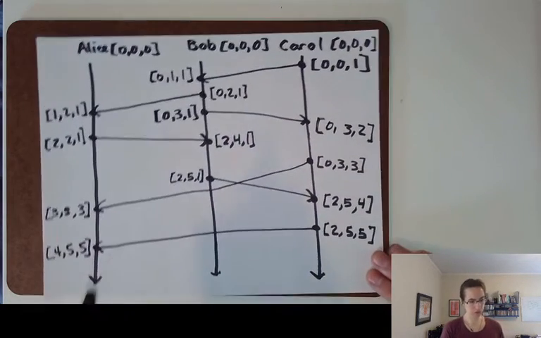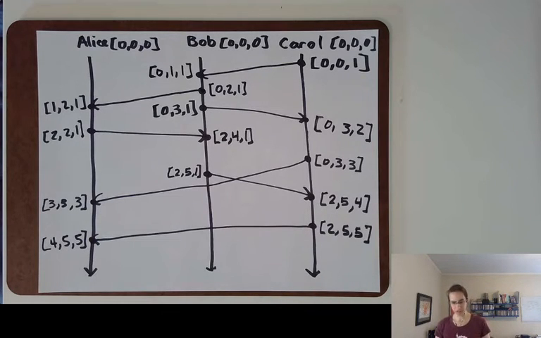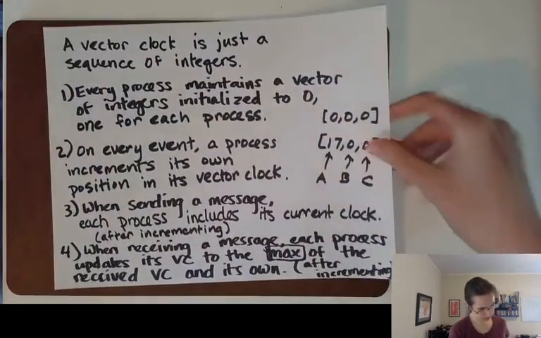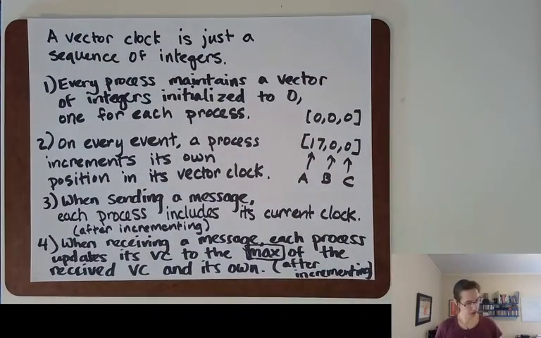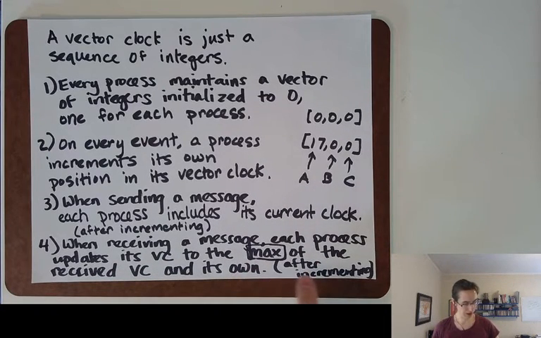So there's a question: do you add and then increment, or is it okay to increment and then add? I think it actually works to increment and then add, but the way that I wrote it down in the definition before was: when you receive a message, you update your vector clock to the max of the received vector clock and your own, and that you do that after incrementing. But I think it would actually work to do it either way.